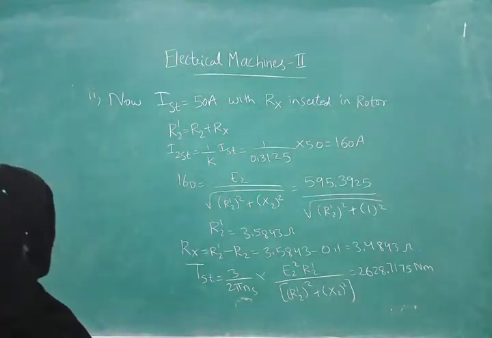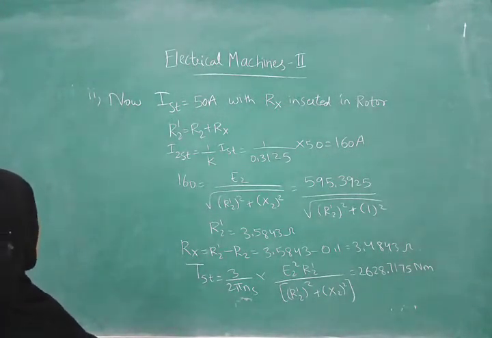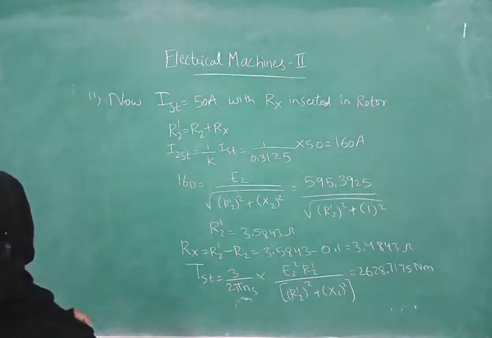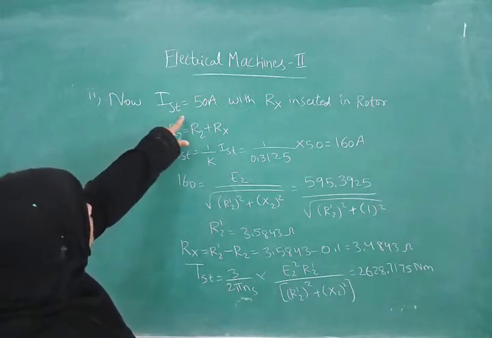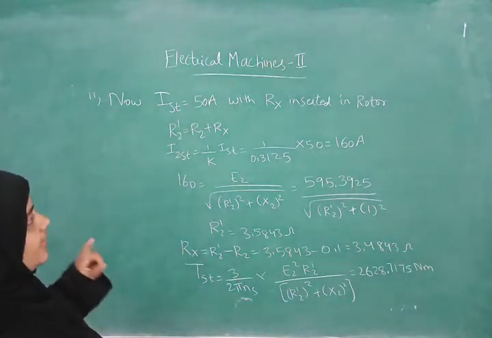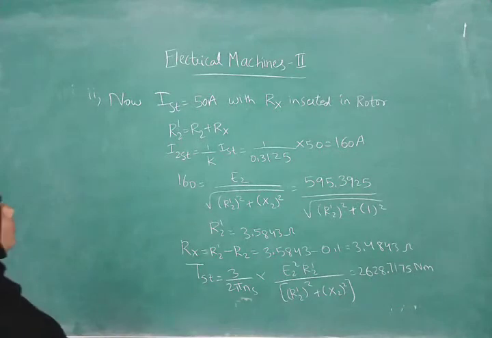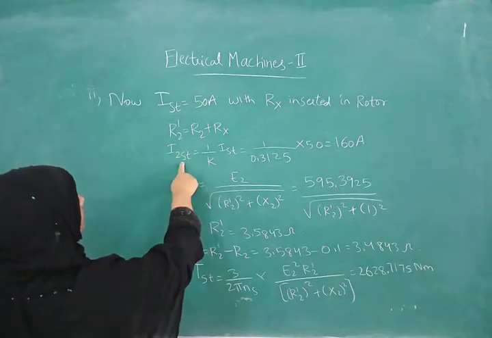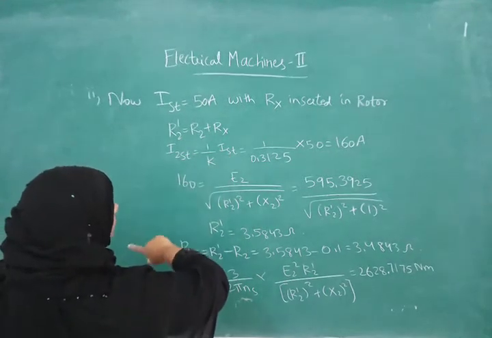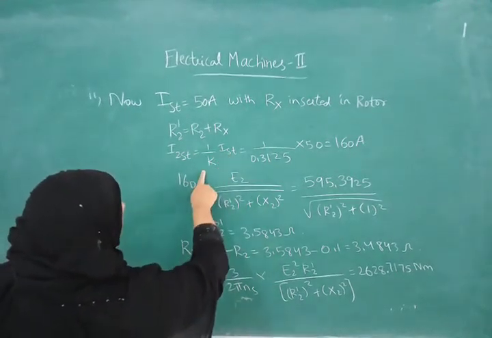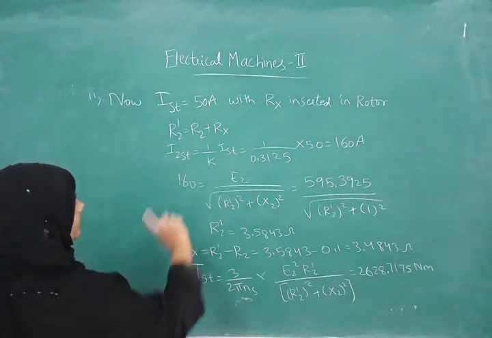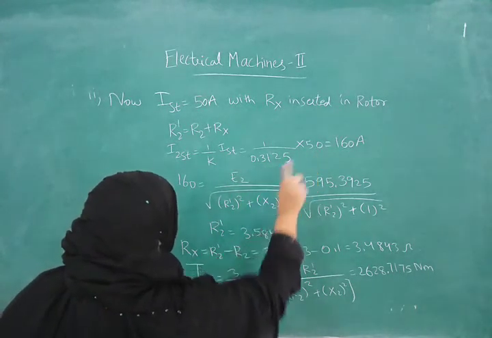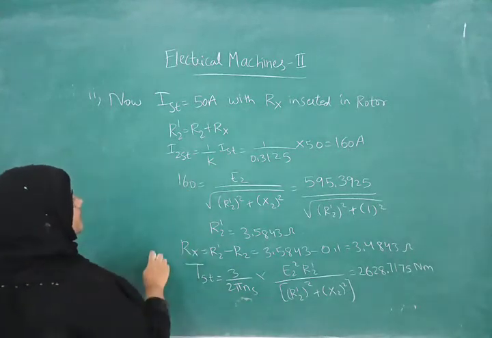So second bit, what we have to find out? The starting torque, TS. Now IST is equal to how much? 50 amps with Rx inserted in rotor. Now R2 dash value, you know, R2 dash will be equal to R2 plus Rx, and I2 ST will be equal to IST by K. IST value also we know, we have found out the value of K and IST both, that is IST is 50 and K is 0.3125, so 160 amps is the value for I2 ST.